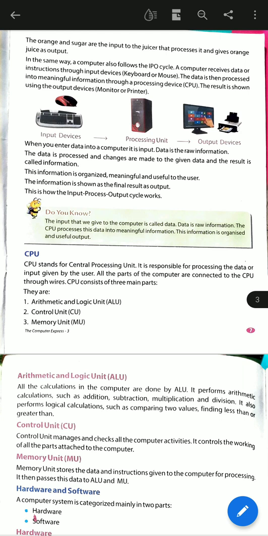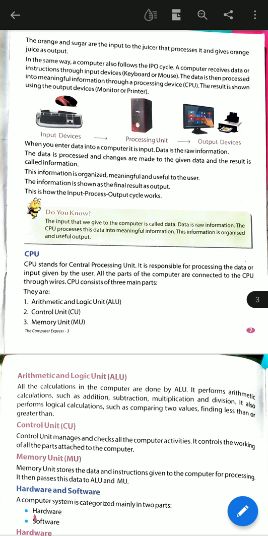Then comes the control unit. The control unit manages and checks all the computer activities. It manages the activities of a computer, and it also checks the activities of the computer. It controls the working of all the parts attached to the computer. Whatever parts are connected to the computer, it controls the working of these parts.